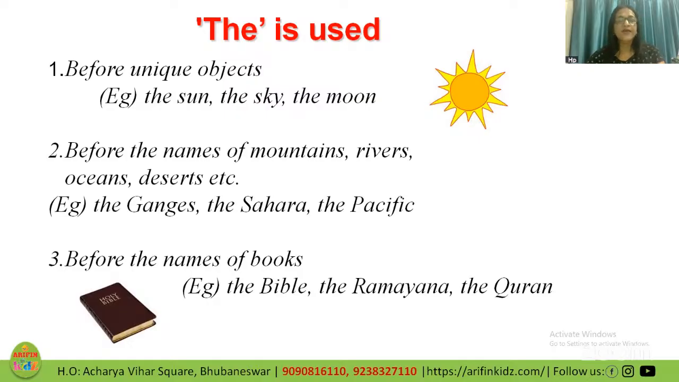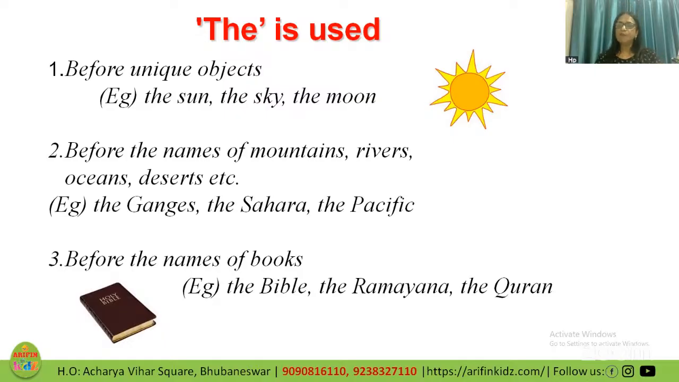Look at your slide. Before unique objects, unique means particular, the sun, the moon, the sky, all these are one and unique. So we use the sun, the sky, the moon. Before that, we use the definite article the. There is one sun, there is no second sun. Those things are unique. The sun, the sky, the moon. Second one.